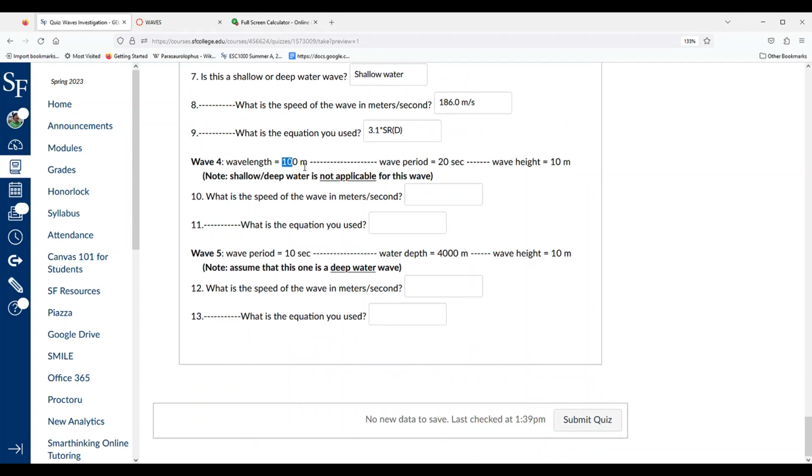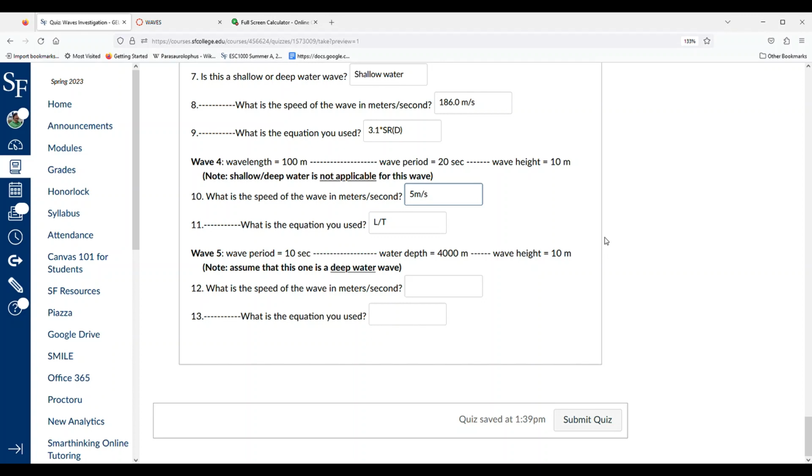Okay, number 4 is a wave with a wavelength of 100 meters and a wave period of 20 seconds. Notice we're not given the depth of the water. And because of that, we don't know whether this is a shallow water or deep water wave, but it does not matter because we are given the wavelength and we are given the period, and we know that the speed of a wave is equal to wavelength divided by period, no matter what kind of wave it is. And so 100 divided by 20, do we even really need a calculator for that? That's going to be 5 meters per second.